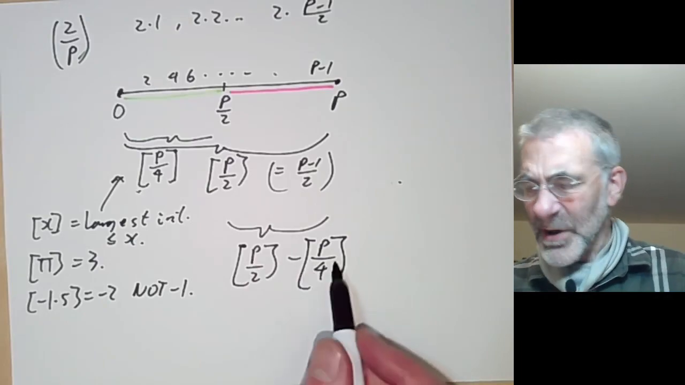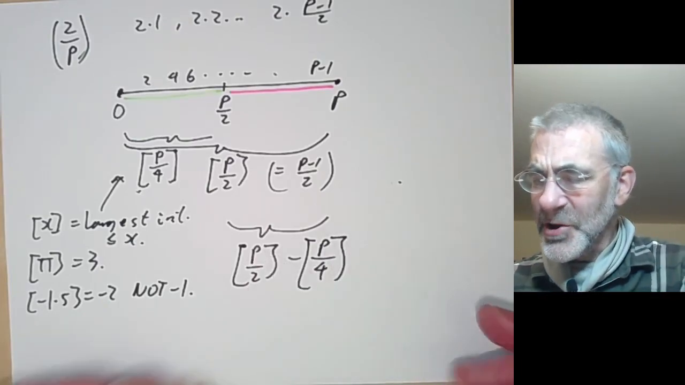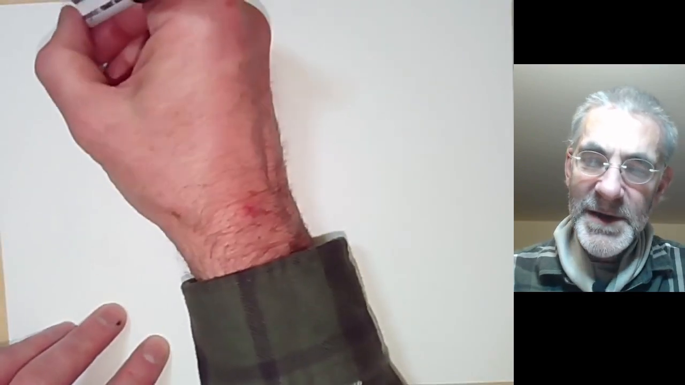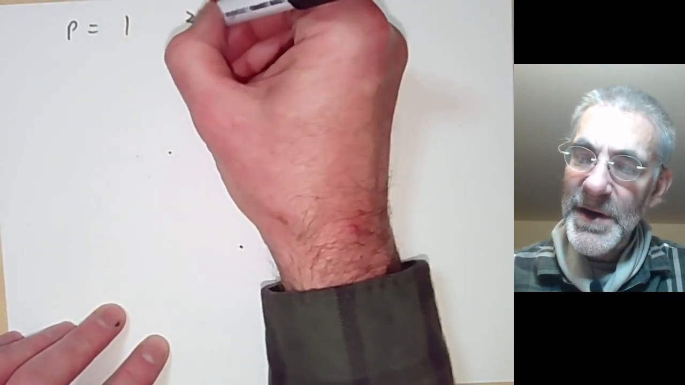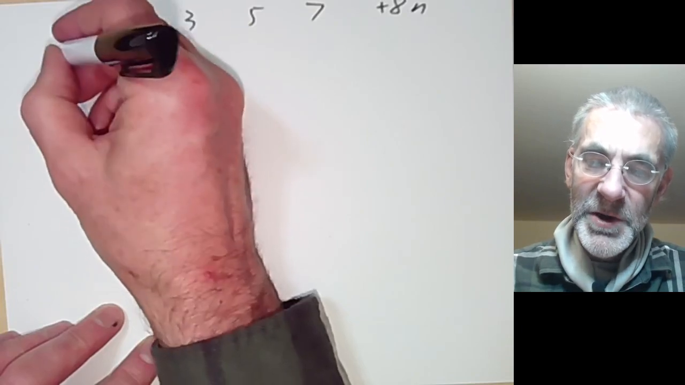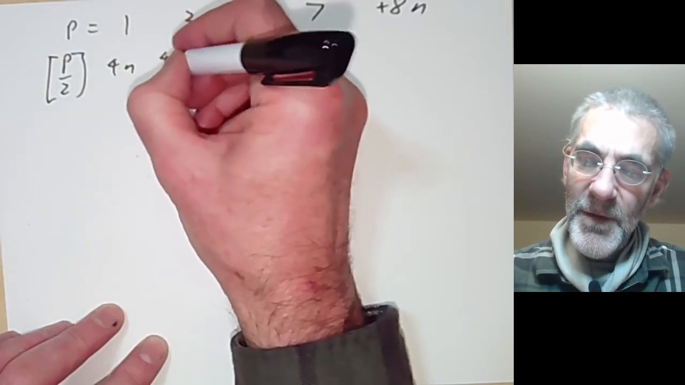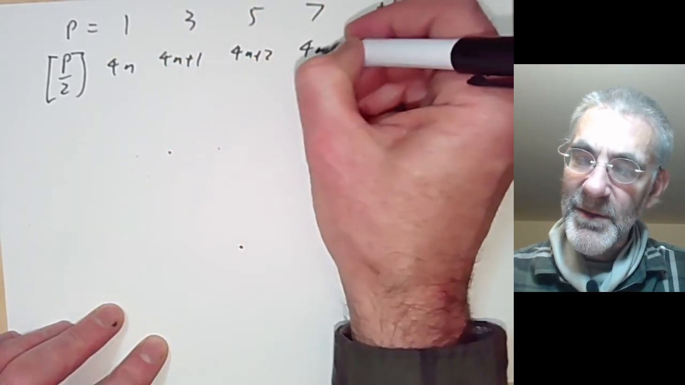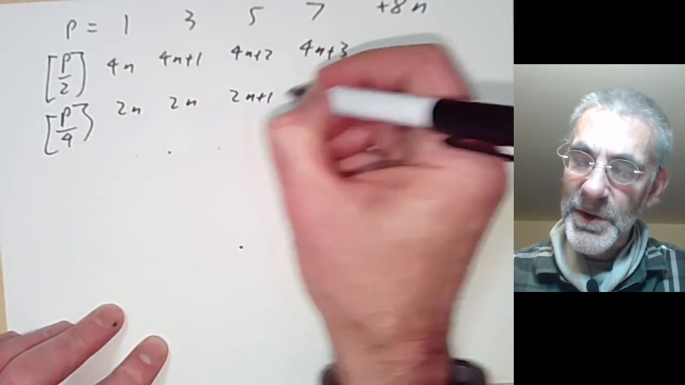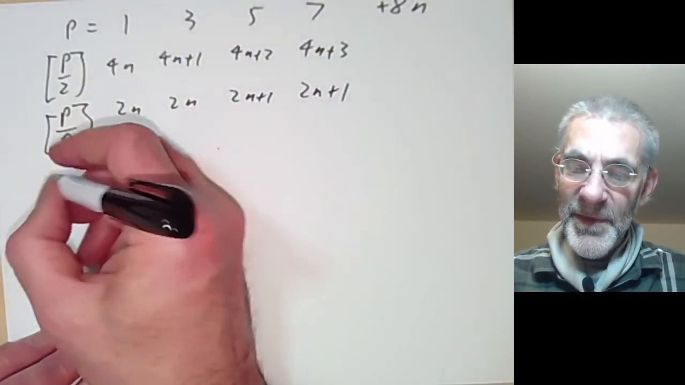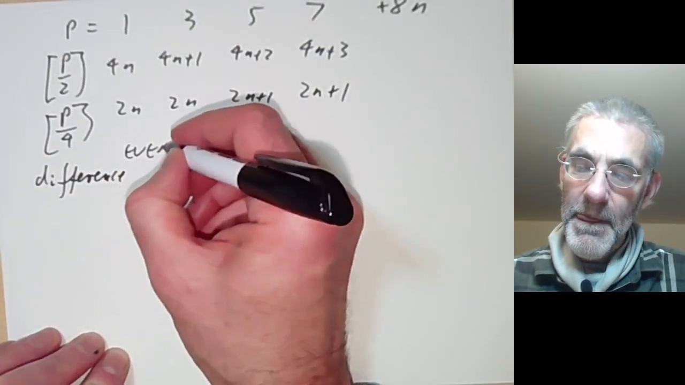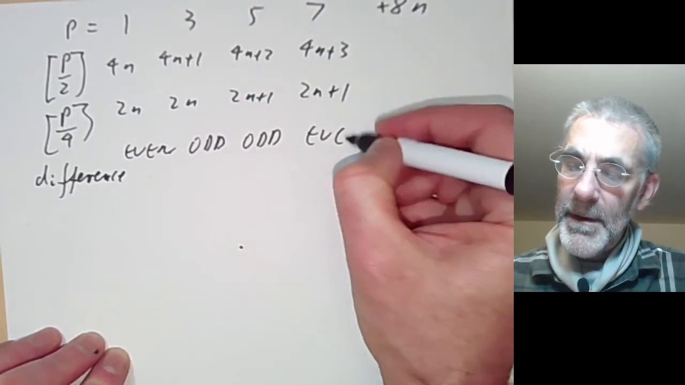And this is a little bit tricky to work out because the integer part function kind of jumps a bit unexpectedly. So we're going to divide into four cases. We're going to look at the cases p is equal to 1, 3, 5 or 7 plus 8n. Then the integer part of p over 2 is 4n, 4n plus 1, 4n plus 2 and 4n plus 3. And the integer part of p over 4 is 2n, 2n, 2n plus 1, 2n plus 1. And now we need to figure out what the difference is. Well, all we care about the difference is whether it's odd or even. So here it's even, odd, odd, even.